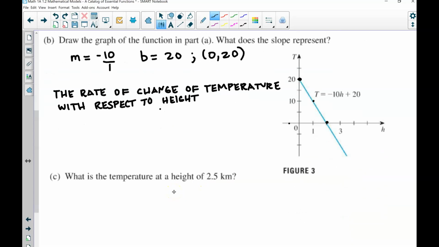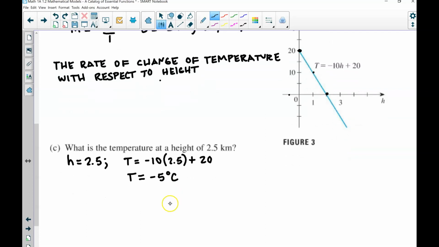Now in part C, we want to determine the temperature at a height of 2.5 kilometers. So we know that h would represent 2.5, and then we can plug it into our linear function. So T would equal negative 10 times the height, which is 2.5, plus 20. And so T is going to equal negative 5 degrees Celsius.